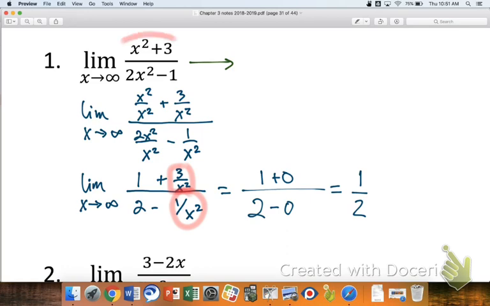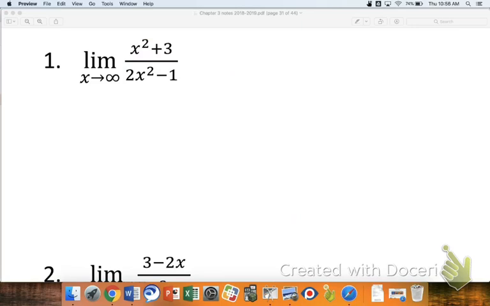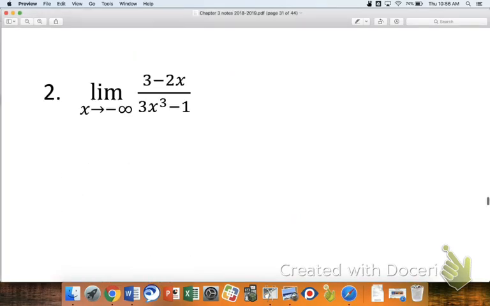So what was the lead coefficient in the top? 1. And the lead coefficient in the bottom? 2. Or excuse me, the lead coefficient in the bottom is 2. The ratio is 1/2. Make sense? Let's do one more then. Let's take a look at number 2. And we'll see another version of this. Yeah, I like this one.